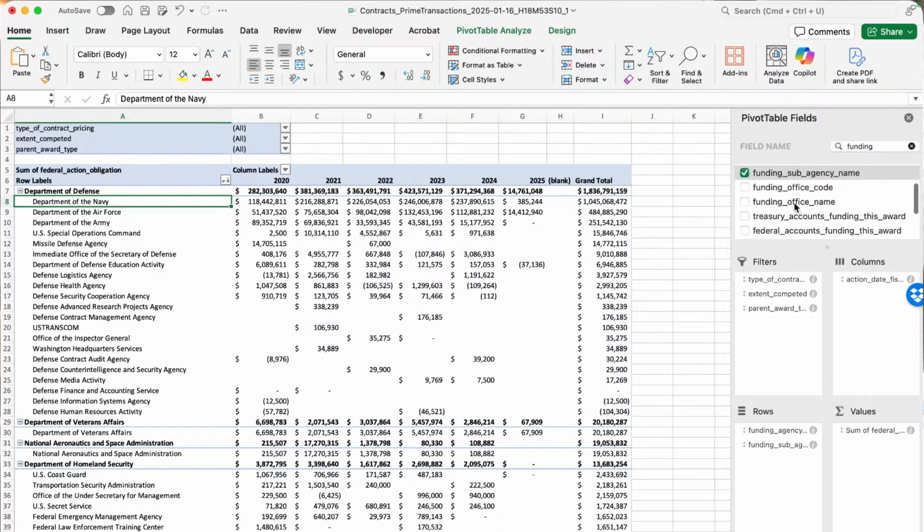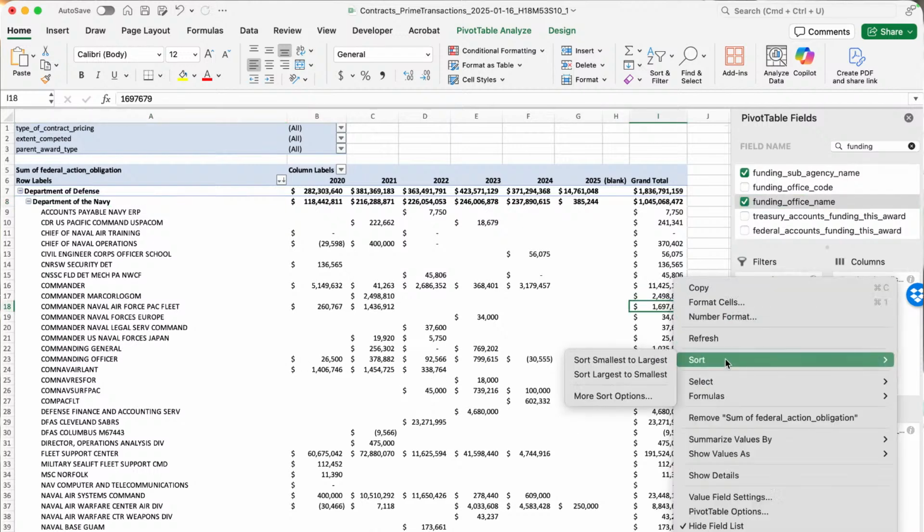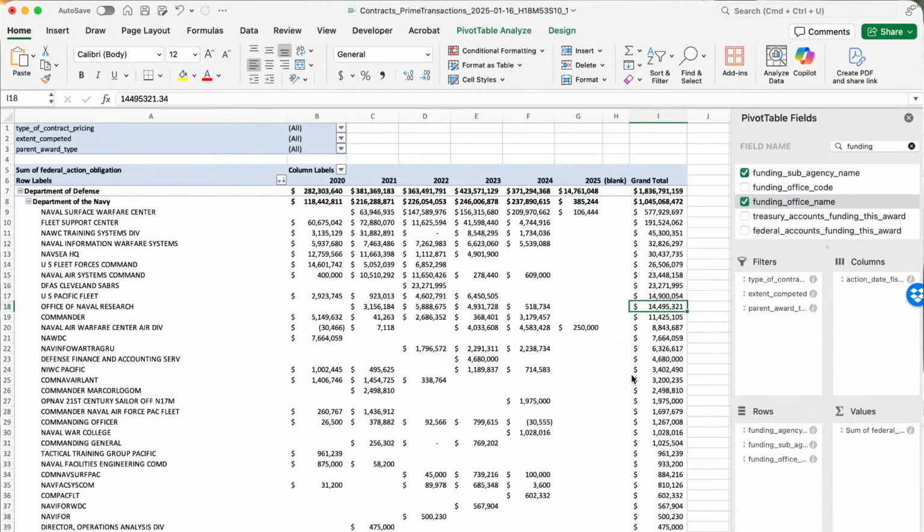So the third level of detail that we can get on who is actually spending this money is going to be the office. And the good news about the office is that it is actually fairly detailed. Now we're all the way down to, we're saying the biggest office within the Navy, within the Department of Defense, is the Naval Surface Warfare Center. Second biggest organization is Fleet Support Center.